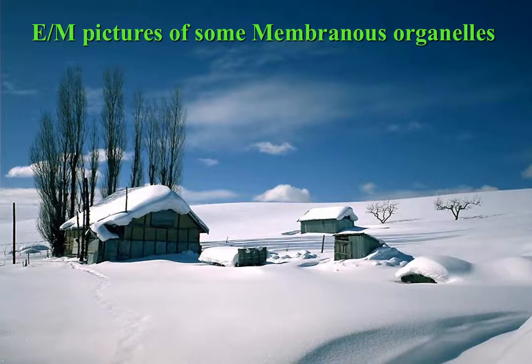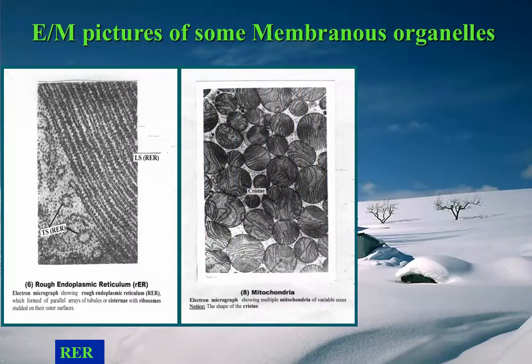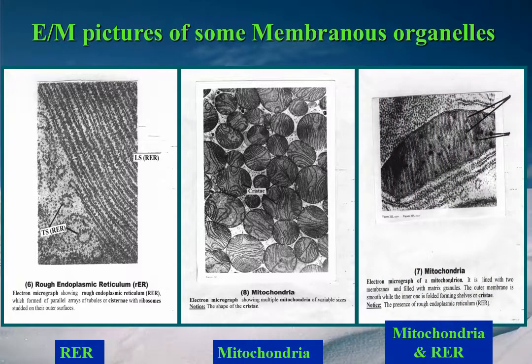Electron micrograph of some membranous organelles. Rough endoplasmic reticulum appears as parallel cisternae with ribosomes attached to their outer surfaces. Mitochondria appear as spherical and oval structures of variable sizes and shapes. Mitochondria and rough endoplasmic reticulum.